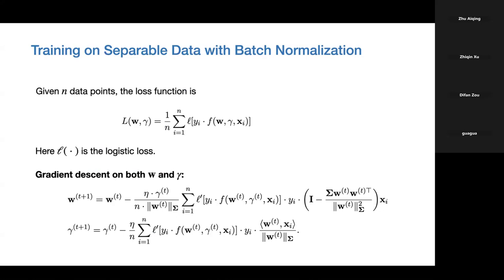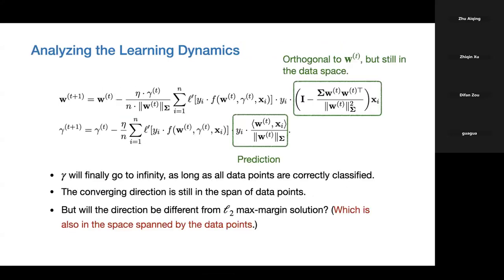So here, we consider gradient descent. We also have the loss function, which is also very straightforward. We just use the logistic loss. And the following is the formula of the gradient descent on both W and gamma. We can get some formulas. So here we can do some analysis on the gradient of W and gamma.